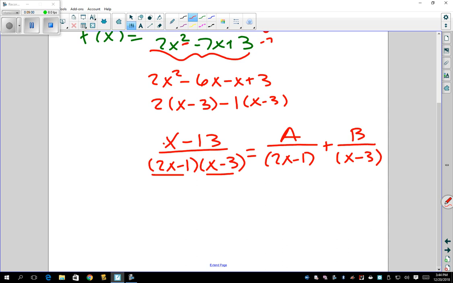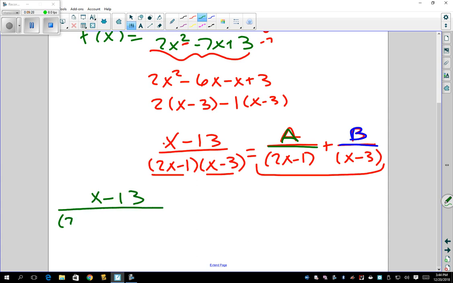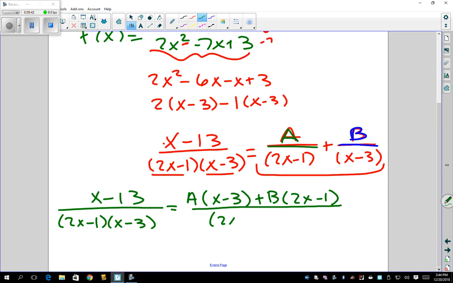And so I know that if I started in this step, just like in the last step, I would multiply, I'm going to use different colors, the green fraction by x minus 3, and the blue fraction by 2x minus 1. So this is how I'm going to write this: x minus 13 over 2x minus 1 times x minus 3 equals A times x minus 3 plus B times 2x minus 1, all over 2x minus 1 times x minus 3. This is just a more abstract way of what we did in the last slide.